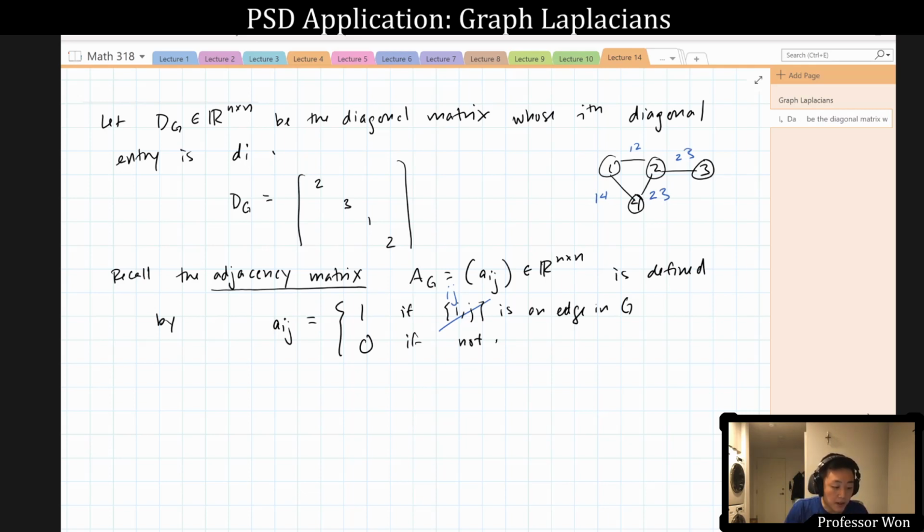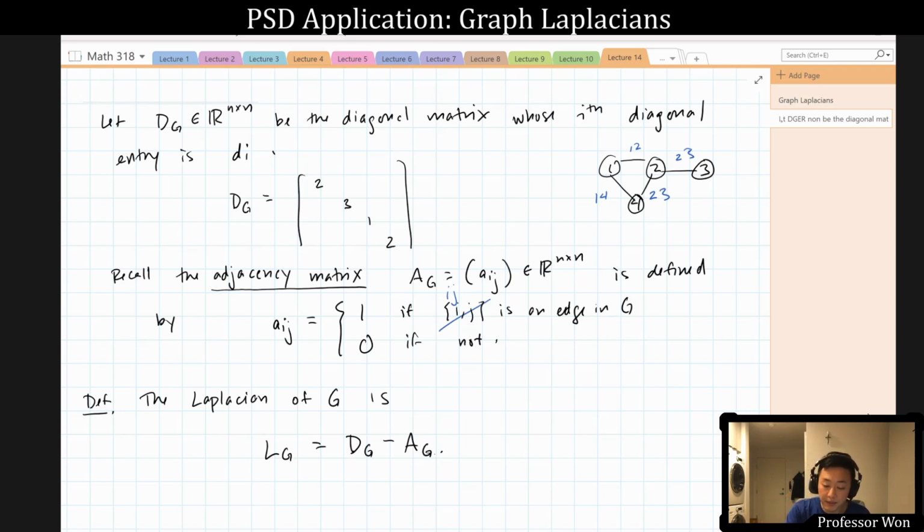Okay, and now what we're going to do is we're going to define the Laplacian of the graph using these two matrices. It's got a very simple definition. The Laplacian of G is L G equals D G minus A G. So it's almost like the adjacency matrix, except all the numbers are -1 or 0, and the diagonal contains the degrees of the different vertices.